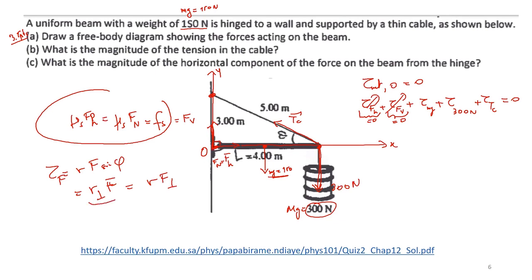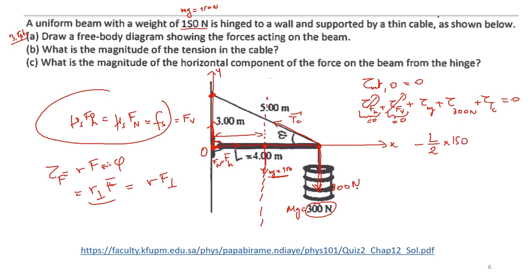Why? My axis of rotation is here. I just need to draw the line of action for the weight of the beam. This is the line of action, and I look at the perpendicular distance. The perpendicular distance will be L divided by 2. So the torque of mg is negative because it will make it rotate clockwise. So minus L divided by 2, basically 4 divided by 2, which is 2, multiplied by F, which is 150.